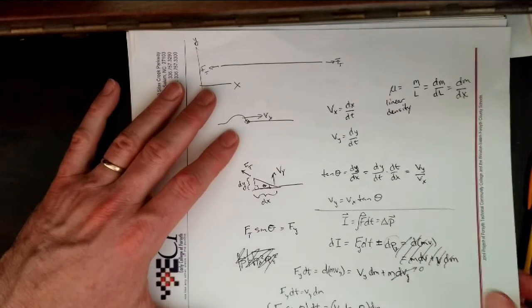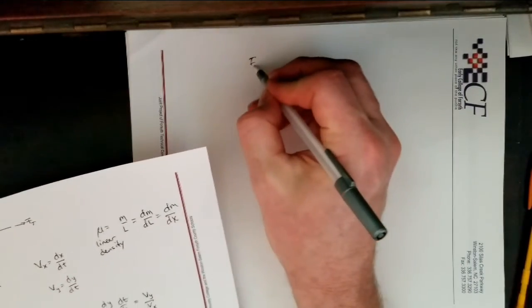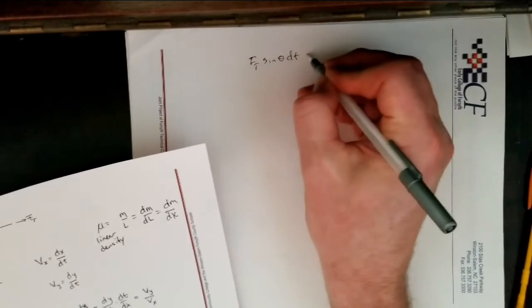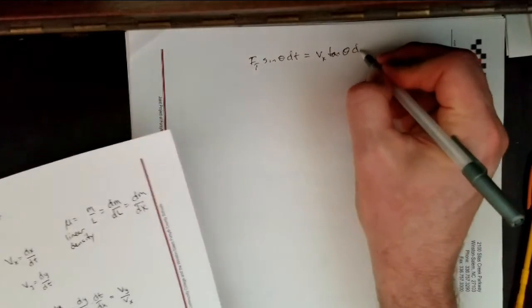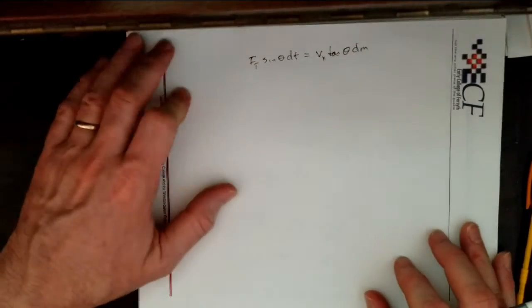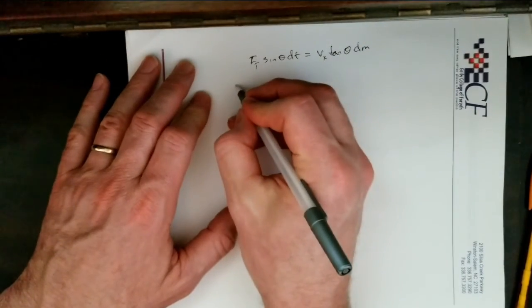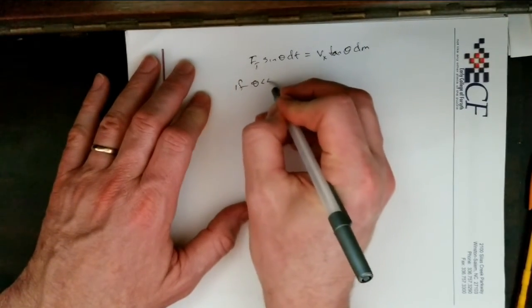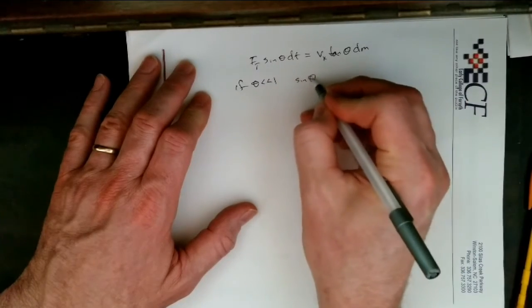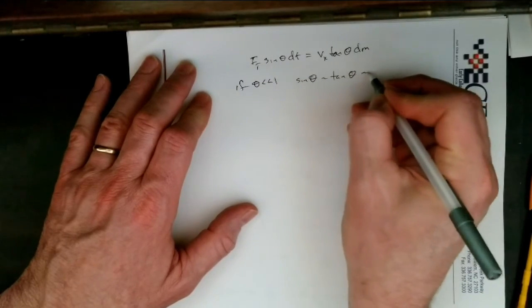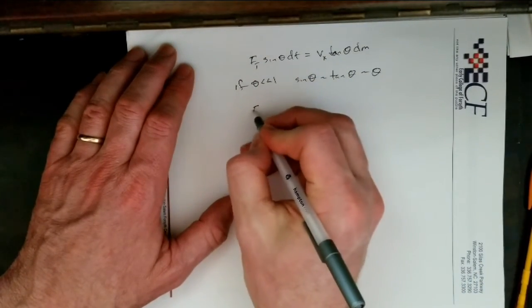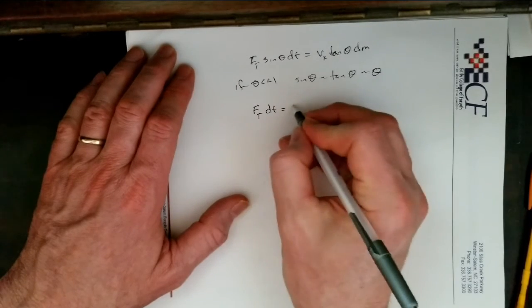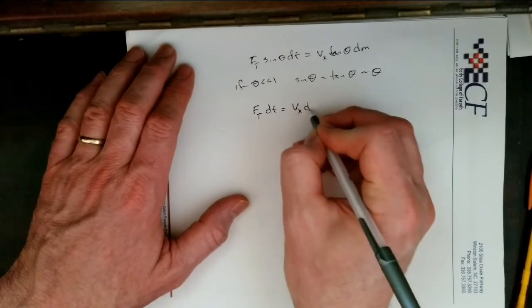Now, using the small angle approximation, we can simplify that one step further. So we have Ft sine theta dt is equal to Vx tan theta dm. So small angle approximation, if theta is much less than 1, then sine theta is approximately equal to tangent of theta, which is approximately equal to theta. Anyway, these two are close enough to each other. So what we're left with is the tension in the string, dt, is equal to Vx dm.